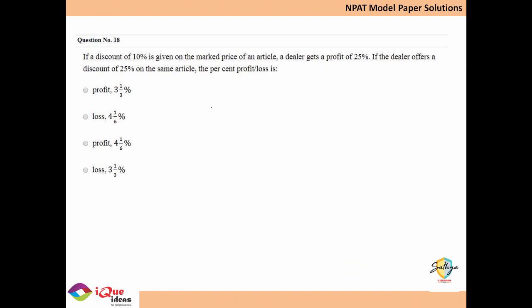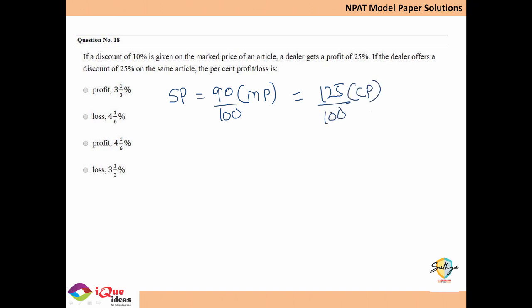A discount of 10% is given on the marked price, right? So the selling price is when 10% discount is given on the marked price, and the dealer gets a profit of 25%. So the same sale price is 25% profit over the cost price. So now I have my equation: 90 by 100 of the marked price is 125 of the cost price. So the marked price is, if I solve this, 125 by 100 of the cost price.